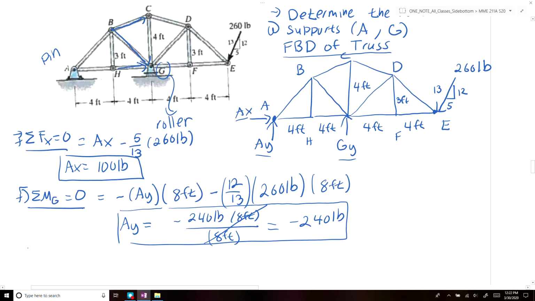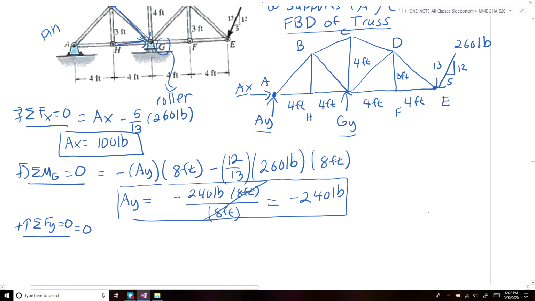So if we sum all our forces in the y direction and set that equal to 0, we'll just be left with G of y plus A of y, which we just solved for, is equal to minus 240 pounds, and then plus the y component of the 260 pound force, which would be equal to minus 12 over 13 times 260 pounds.